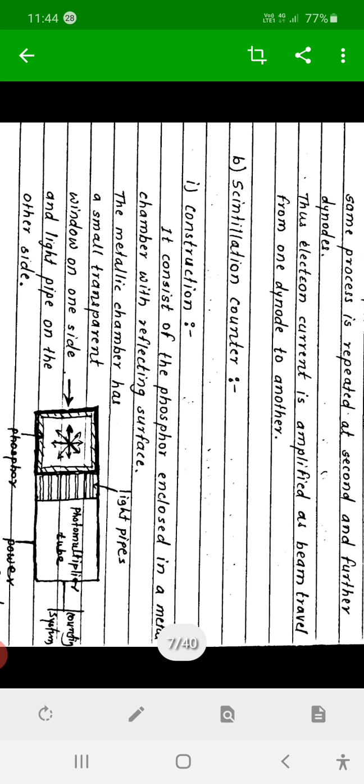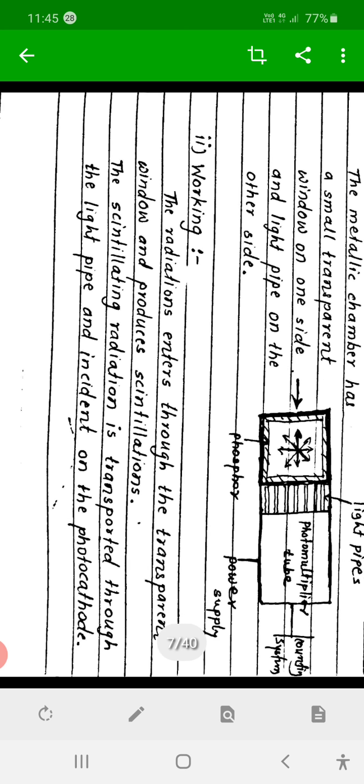Then the second part of the scintillation counter is the main scintillation part. Construction: it consists of a phosphor enclosed in a metal chamber. The phosphor, shown here in the diagram, is enclosed in a metal chamber with a reflecting surface, that is, a reflecting material coated on the phosphor. The metallic chamber has a small transparent window on one side and light pipes on the other side.